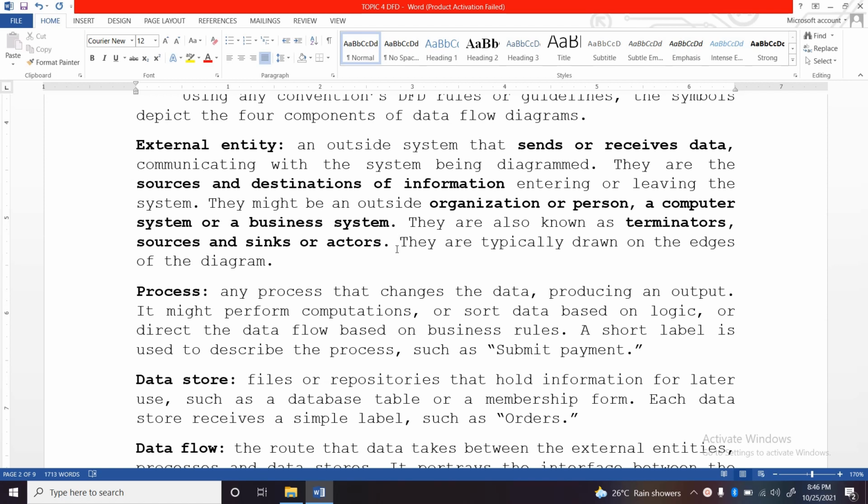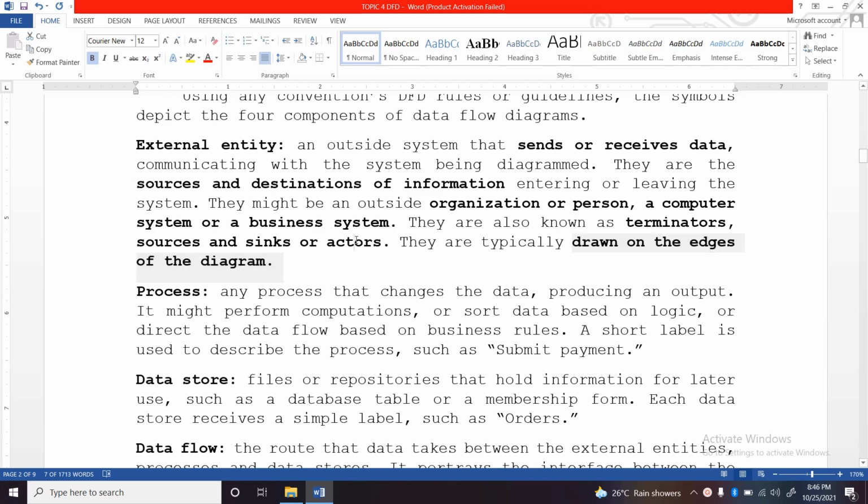They are typically drawn on the edges of the diagram. So take note that external entities are drawn on the edges of the diagram. External entities are also represented by nouns. For example, nouns that we can use for our external entity can be student, teacher, books, just like our entity relationship diagram.